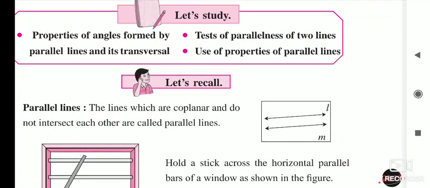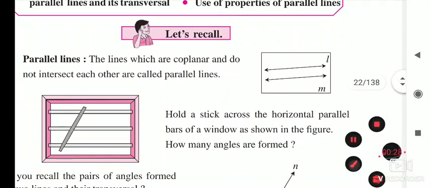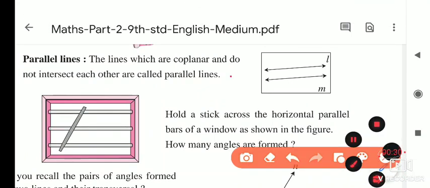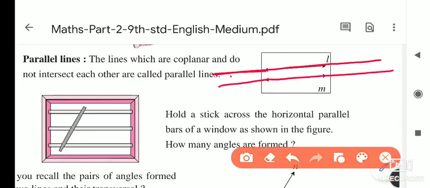Sometimes the grills from the window are parallel, they do not intersect each other. If you extend them on both sides, these lines are called parallel lines. So in this window, these are the parallel lines, and the stick across these lines is called an intersecting line.